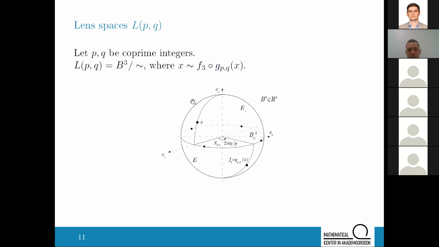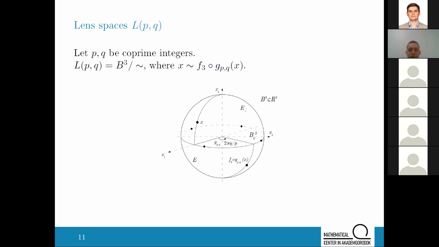Let me explain what is f3 and what is g_pq. Here we have a three-dimensional ball and this point x on the boundary. The map g_pq means rotation counterclockwise by the angle 2 pi q over p. Under this, the point x just rotates. And the map f3 is the mirror image with respect to the plane x3 equals 0. So we first rotate this point and then go down. The quotient of the ball by this relation, in other words, we glue this point with this point, for all points on the boundary, the quotient is the lens space.